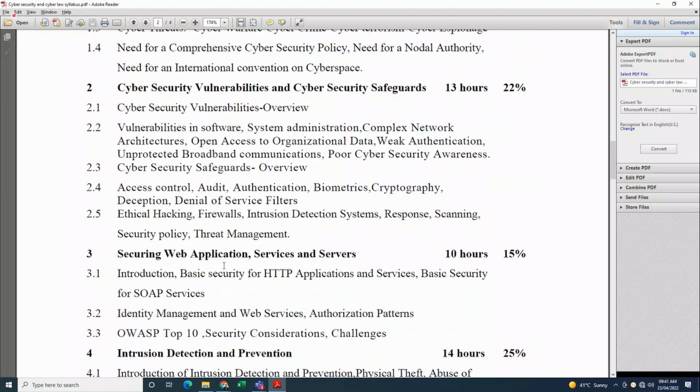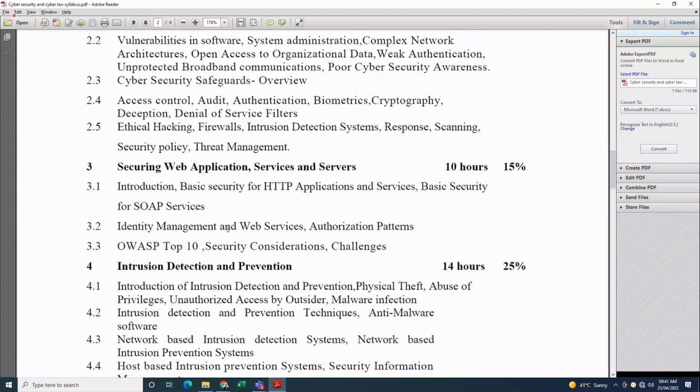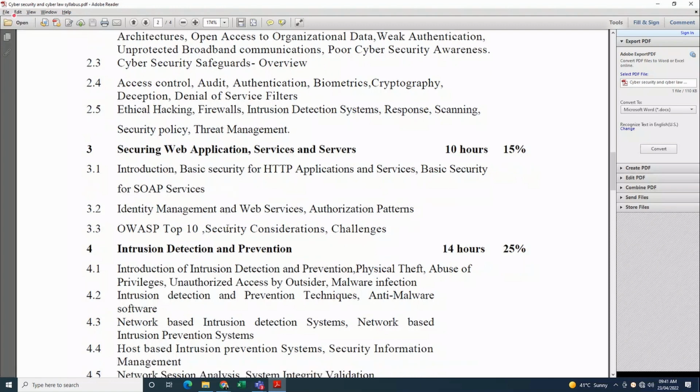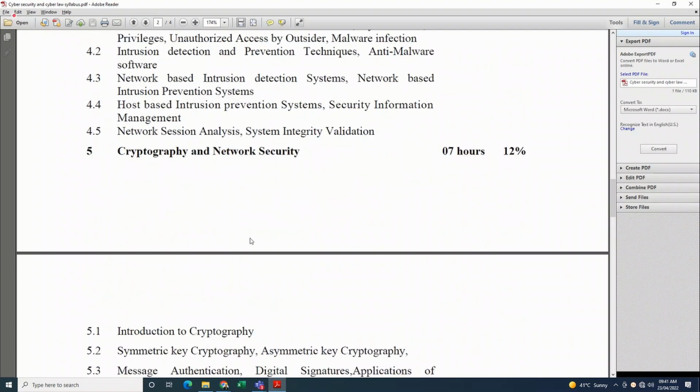The middle part has the highest weightage, chapters number 2, 3, and 4. The majority of topics will be covered in these 3 units, and the remaining units have the introductory part, where you will learn in brief about different things.